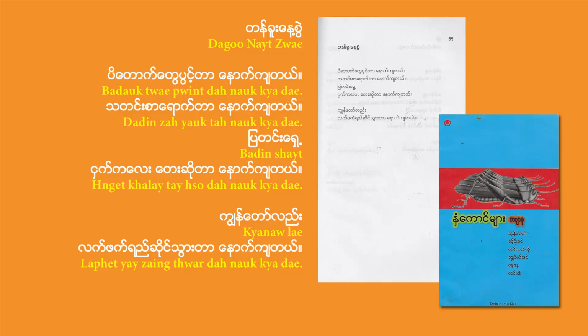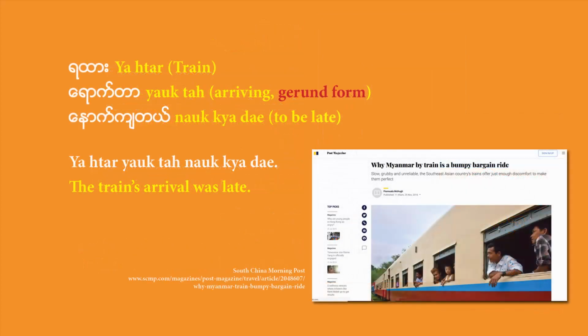With that newfound understanding of how gerund forms work, let's see if you can figure out how to say the train's arrival was late. Train is yata. To arrive is yao. Just like the poem, you need the gerund form for this activity. So don't say yata yaute. That would simply mean the train arrives, but say yata yauta. That means the train arriving or the train's arrival.